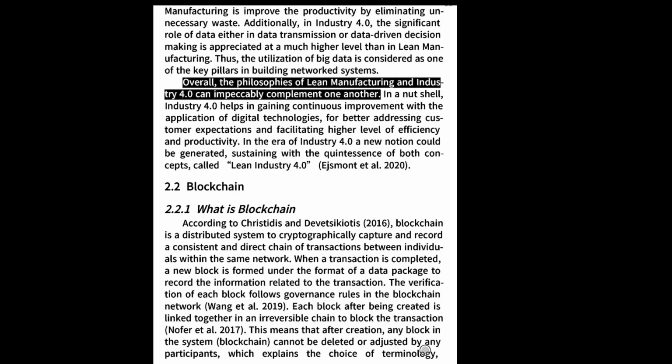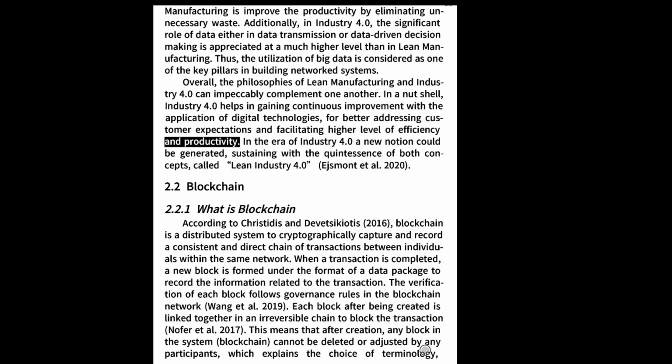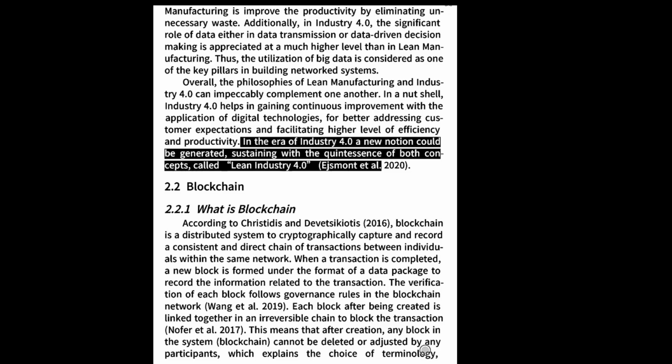Overall, the philosophies of lean manufacturing and Industry 4.0 can impeccably complement one another. In a nutshell, Industry 4.0 helps in gaining continuous improvement with the application of digital technologies for better addressing customer expectations and facilitating a higher level of efficiency and productivity. In the era of Industry 4.0, a new notion could be generated, sustaining the quintessence of both concepts, called Lean Industry 4.0 (Esmont et al., 2020).